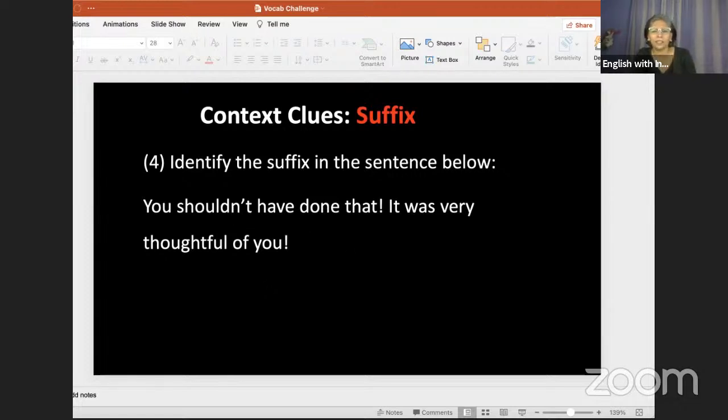इसकी जरूरत नहीं थी. It was very thoughtful of you. That means आपने सोचा इसके लिए. So this is a very cool, pleasant sentence. जब हम किसी की प्रेज करते हैं किसी चीज के लिए, किसी ने हमारे लिए कुछ किया, तो थॉटफुली, उसने बहुत ही सोचा उसको.